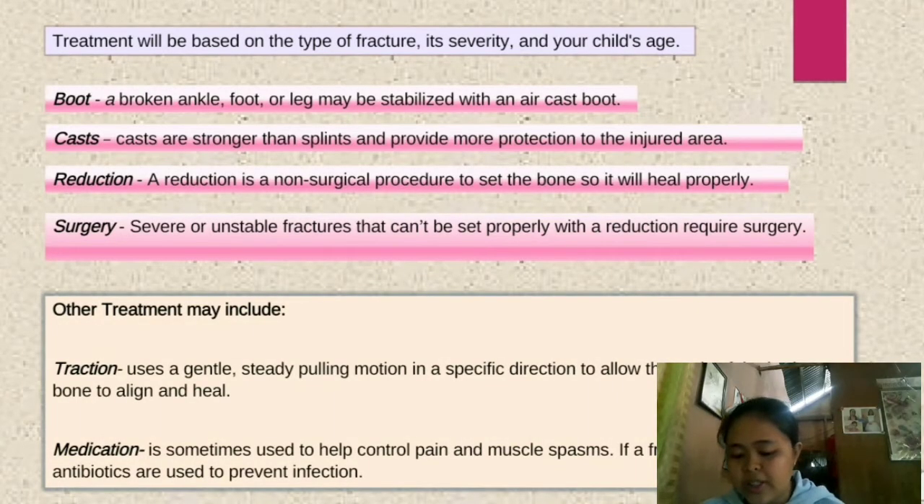Next is treatment. Treatment will be based on the type of fracture, severity, and your child's age. In most cases, fractures in children are treated with a sling, splint, brace, cast, or walking boot. They immobilize the injured bone so it heals. So we have the boot. Boot mo na siya ginagamit sa broken ankle, foot, or leg, which may be stabilized with an air cast boot.